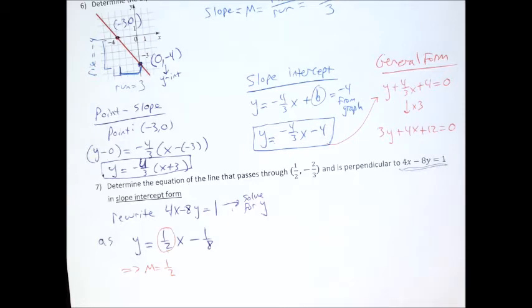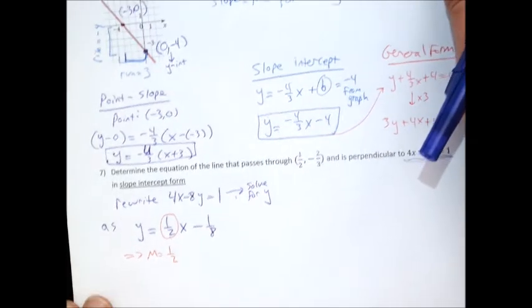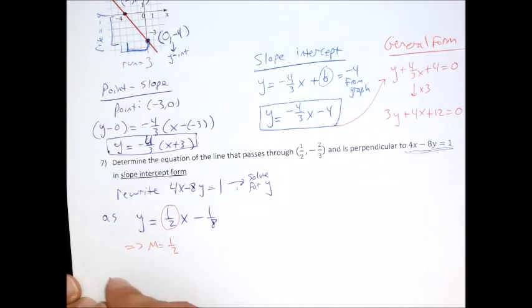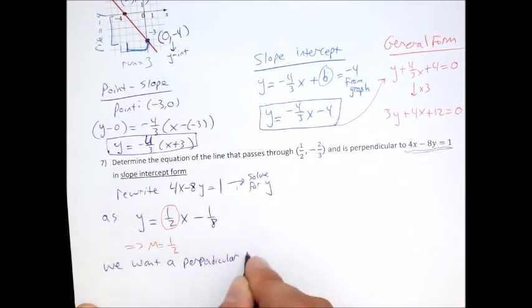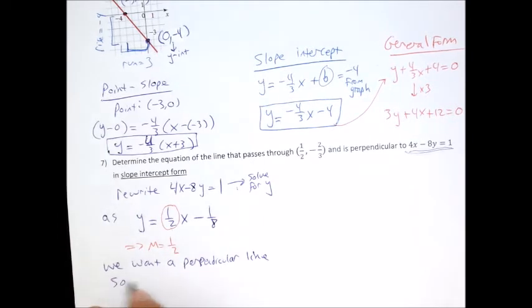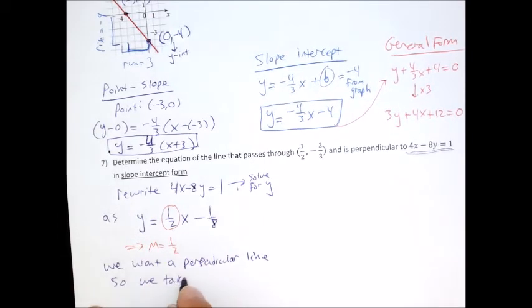Other questions so far? And so then the idea is we want a line that's perpendicular. So let me write that down. We want a perpendicular line, so we take the negative reciprocal.